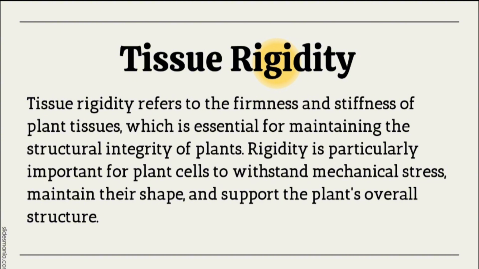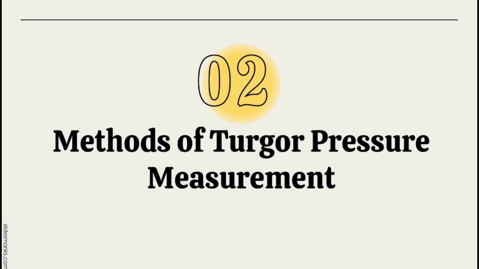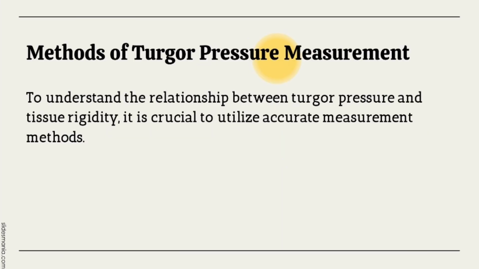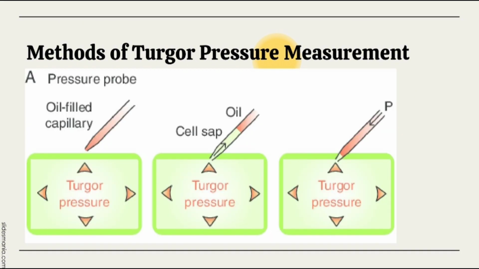So the next topic is about methods of turgor pressure measurement. To understand the relationship between turgor pressure and tissue rigidity, it is crucial to utilize accurate measurement methods. So the first method is the pressure probe.